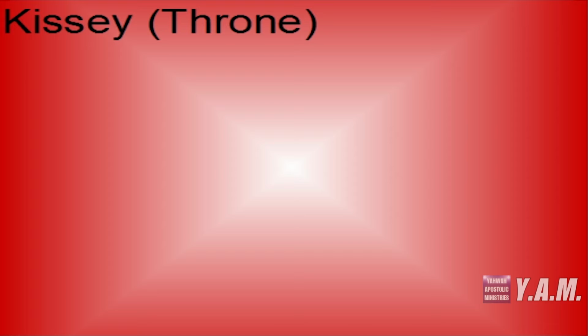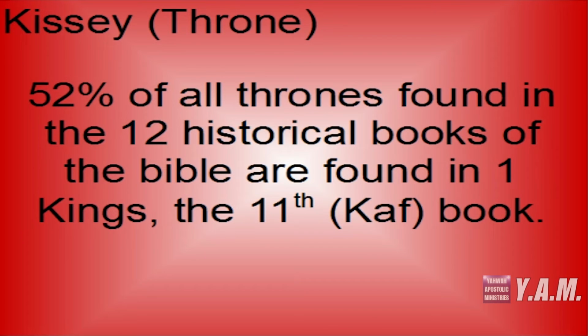Interestingly, 52% of all thrones found in the 12 historical books of the Bible are found in 1 Kings, which happens to be the 11th book, the Kaf book, of the scriptures. Isn't that interesting? 52% of all the thrones in the historical books are in the 11th book, the Kaf book, which is 1 Kings.